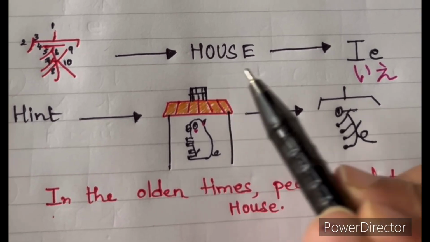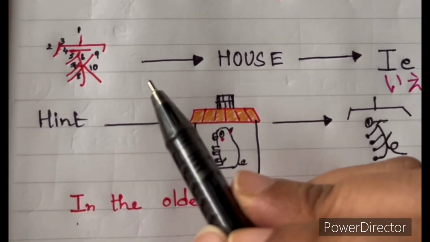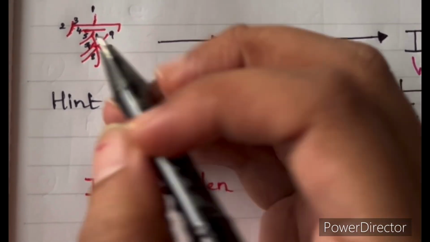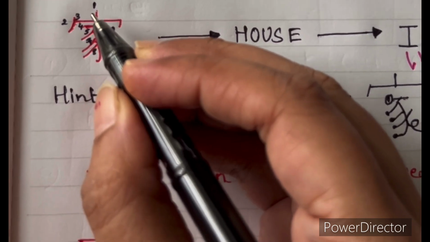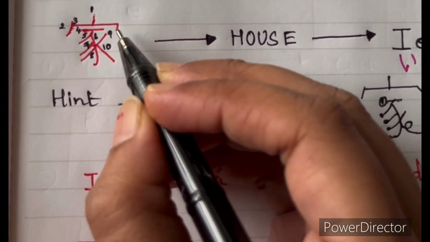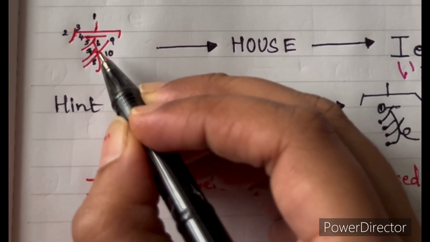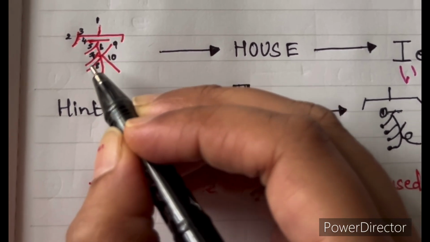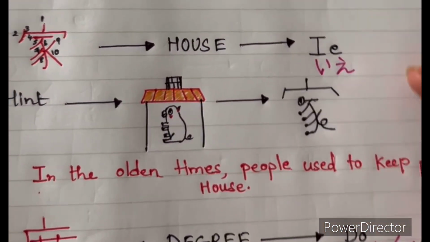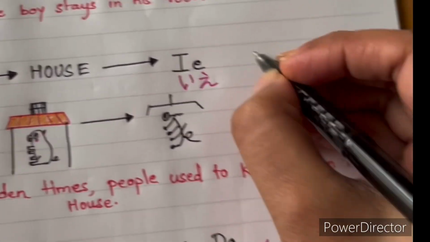House is also known as ie. What is this called? Ie. So let's see the strokes. It might look difficult, but let's do it. This is the first stroke. This is the second stroke, third stroke, fourth stroke, fifth stroke, sixth stroke, 7, 8, 9 and 10. Do you want me to draw it again for you? Okay, then I shall draw it again for you.